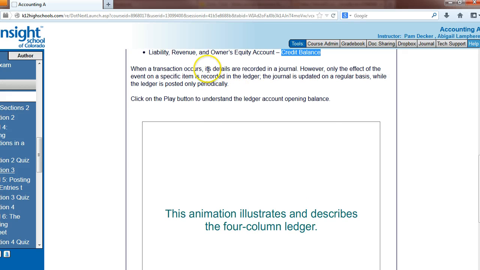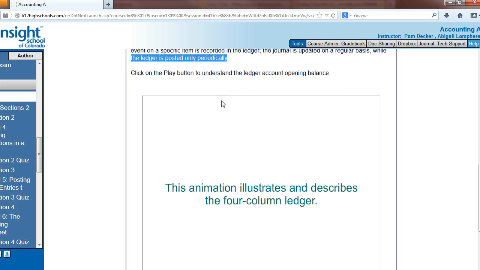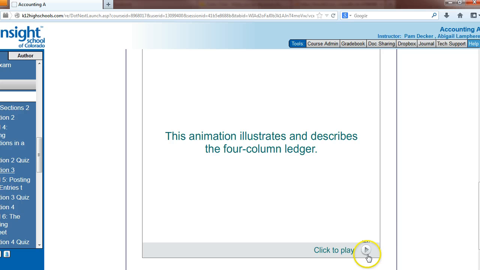When a transaction occurs, its details are recorded in a journal. Then the effect of the event on a specific item is recorded in the ledger. The journal is updated on a regular basis while the ledger is posted only periodically. So depending on the type and size of the business, you record all your transactions daily. The daily transactions get recorded in a journal, and then the ledger might just be updated weekly or monthly, depending on how big your business is. So let's watch this quick animation.